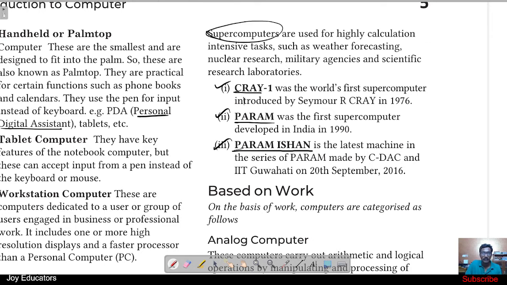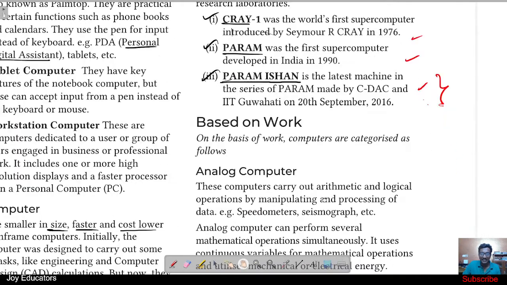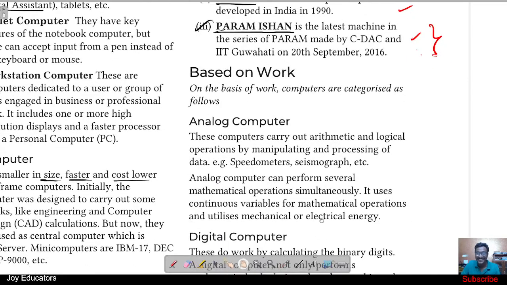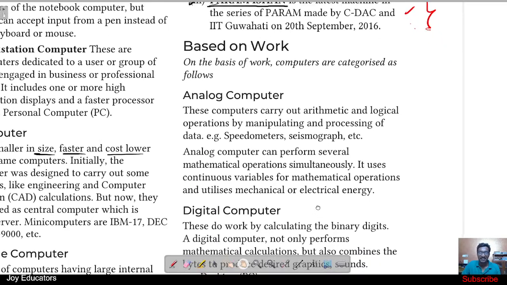Cray 1, Param Ishan. Param Ishan is one of the latest computers. Of course, it's too costly. After you become big, you can try to buy one. Okay, I'm just kidding.